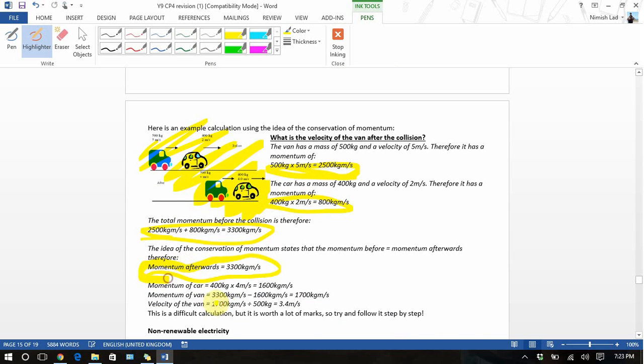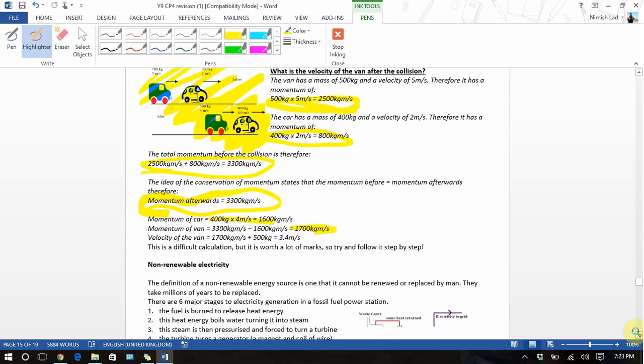of momentum. So therefore the momentum of the car afterwards we know because we've got that 4 and that 400. So you can take that away from the total momentum to figure out the momentum of the van, and then divide that by the mass of the van, which we know as well, which makes you calculate how fast it's going. So typical sort of 6-mark question that you could get on momentum.